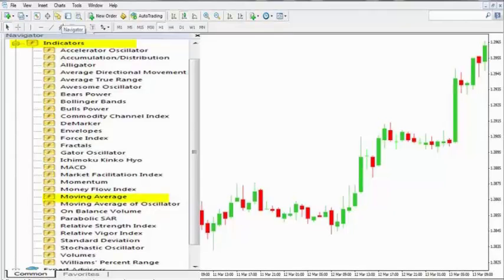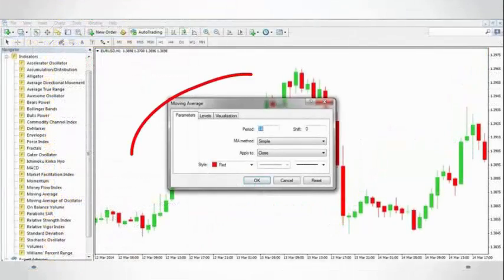Moving averages are easy, simple, and straightforward to use. Left click on the moving average indicator and drag it to the chart window, or you can simply double left click on the moving average indicator to open the moving average settings window. Here you can change any of the settings of this indicator. You can change the period of the moving average, the moving average method, the color of the indicator, and so forth. But for this exercise we will leave everything as it is and use the 14 moving average. And then you can click OK.